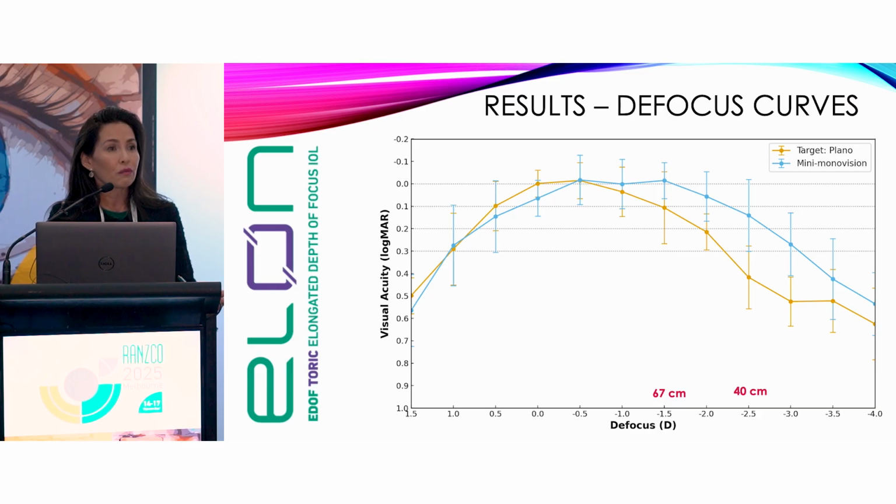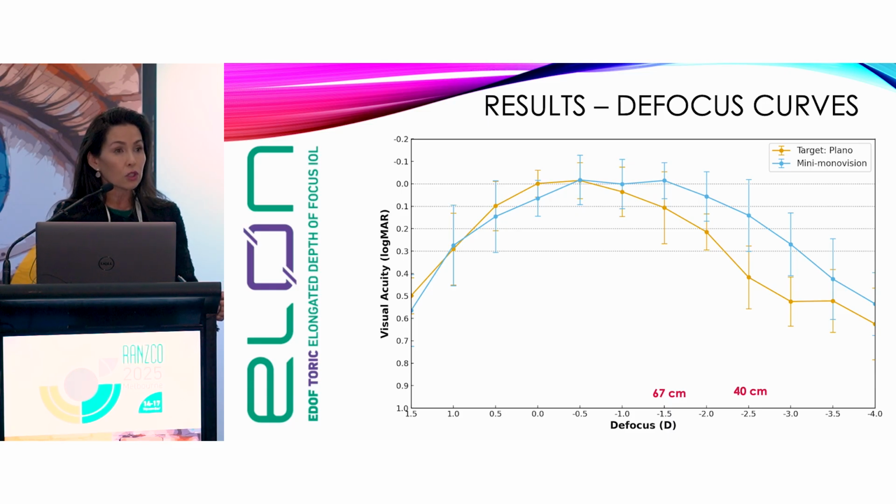The defocus curves really do speak for themselves. So the orange curve is targeted to plano. So we have a good breadth of this defocus curve to about minus 1.5, which is what you would expect with a full EDOF lens. Not all EDOFs are full EDOF.